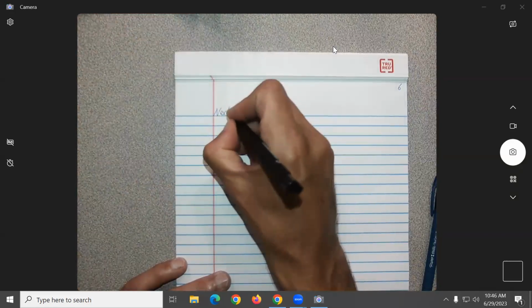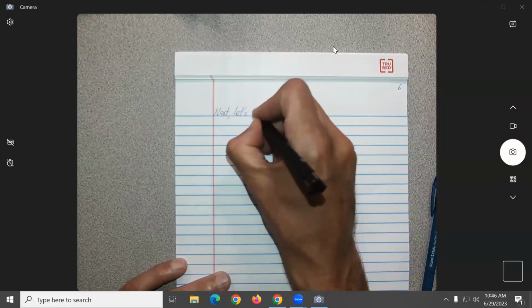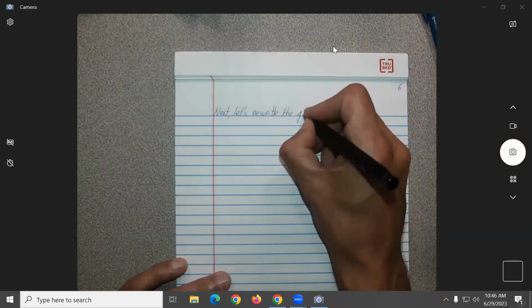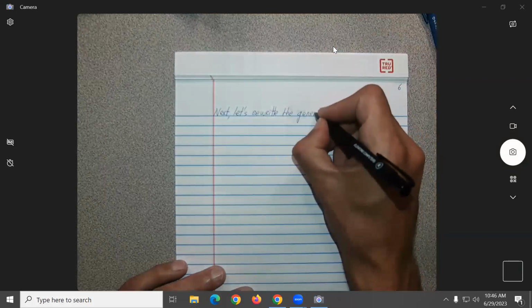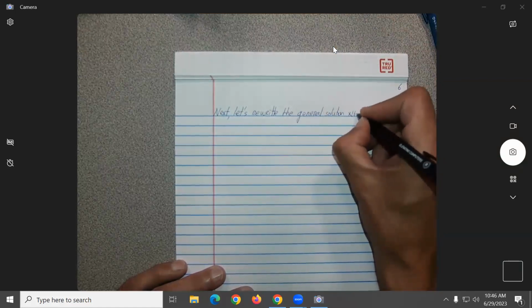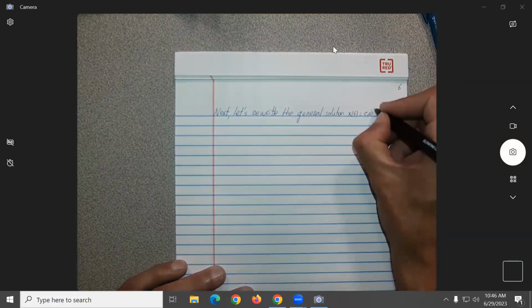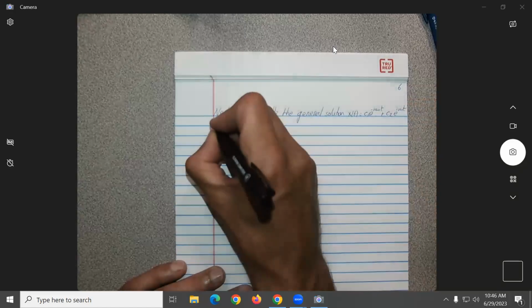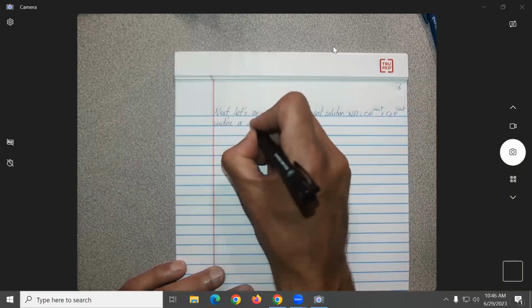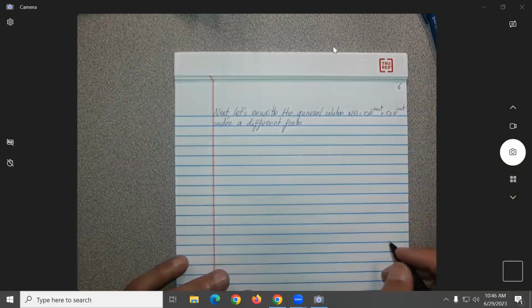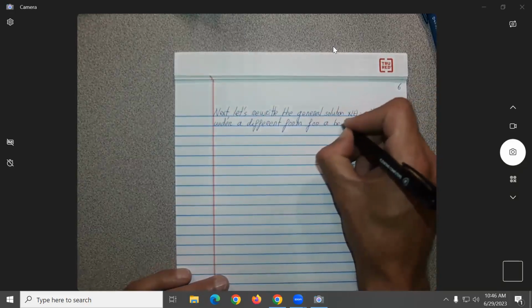Okay, so next, let's rewrite the general solution x of t equal to c1 exponential minus i omega n t plus c2 exponential of i omega n t under a different form for a better understanding.